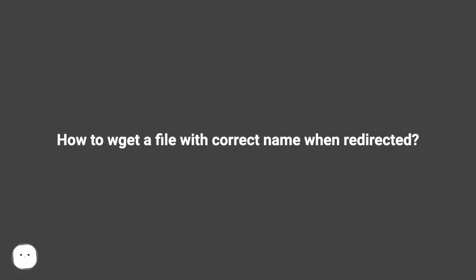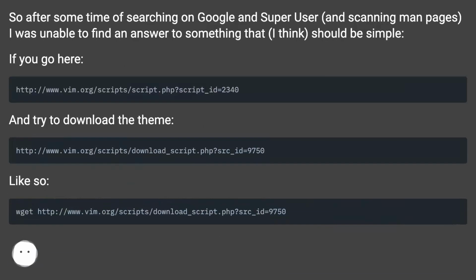How to get a file with correct name when redirected. So after some time of searching on Google and SuperUser and scanning man pages, I was unable to find an answer to something that I think should be simple. If you go here and try to download the theme, like so.